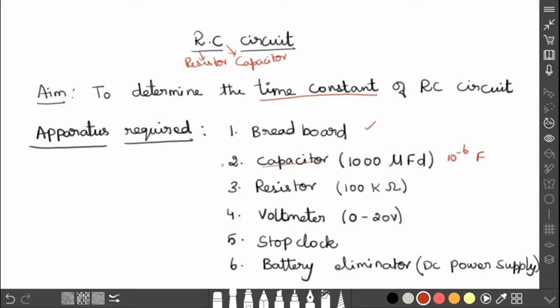Kilo means 10 power plus 3 ohm. So resistor value is 100 kilo ohm, and voltmeter, that is 0 to 20 volts, and the stop clock and then battery eliminator. Battery eliminator is nothing but DC power supply. So these are the apparatus required for this experiment, and this experiment will be performed in two modes. One is the charging mode and another one is the discharging mode.